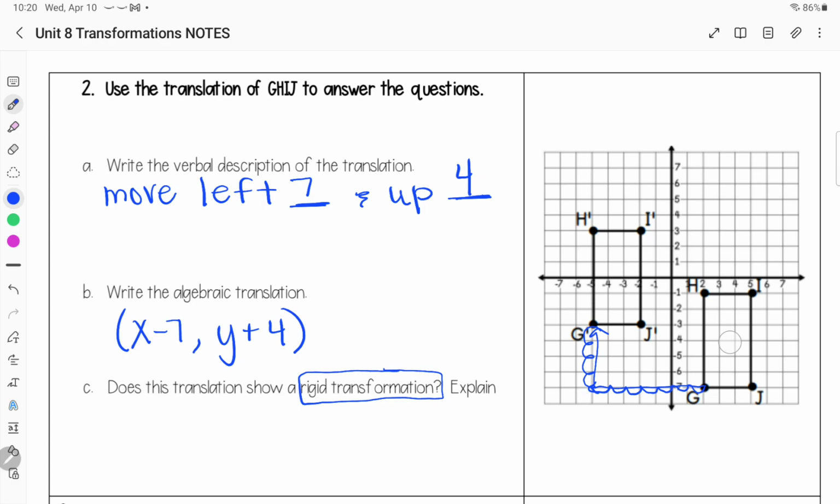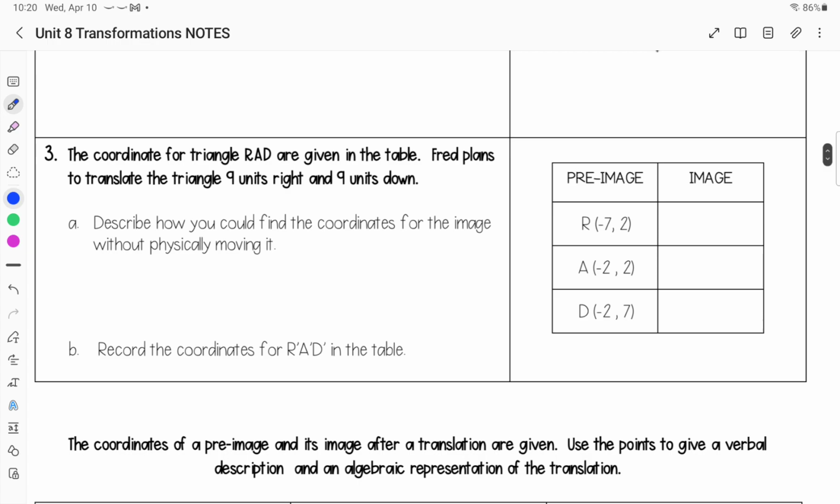All I did was slide it over and then up, and it would be exactly the same. So does it show rigid transformation? Yes, same size, same shape. It keeps it congruent. All right, number 3.